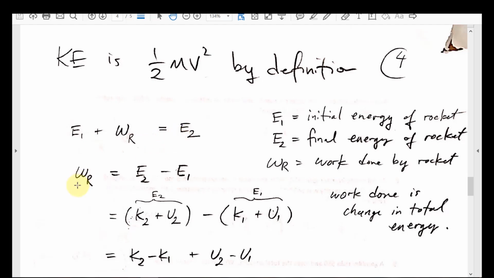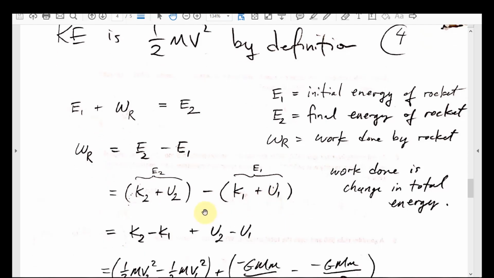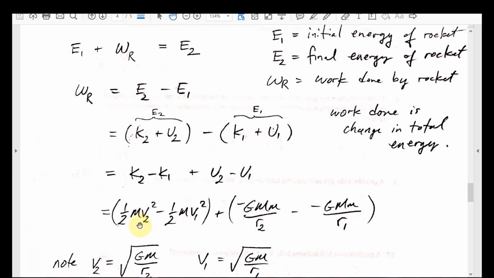So you could say that the work done by the rocket is the difference in those two energies. Those two energies are now made up of kinetic and potential energy. So this is the final kinetic and potential energy minus the initial kinetic and potential energy. And if I rewrite those two terms, I can say, oh yeah, all right, so the work done by the rocket is the change in the kinetic energy plus the change in potential energy. And here I have expressions for the kinetic energy with velocity 2 and with velocity 1, and potential energy at radius 2, potential energy at radius 1.